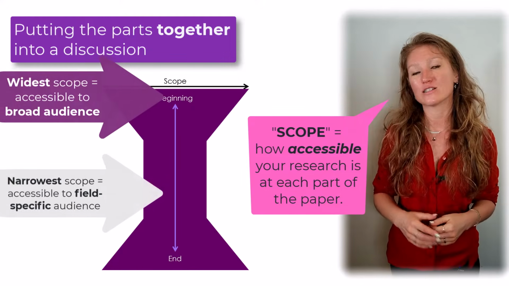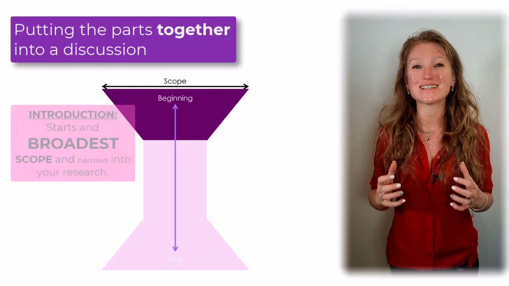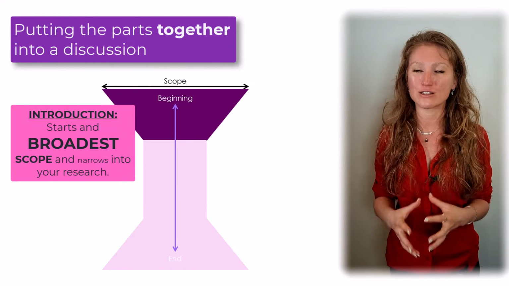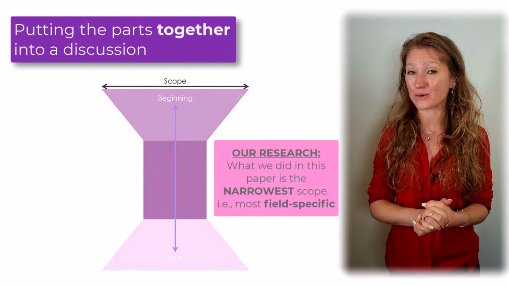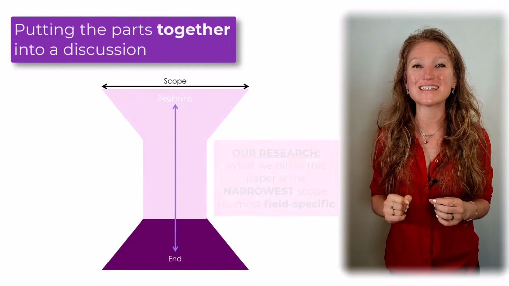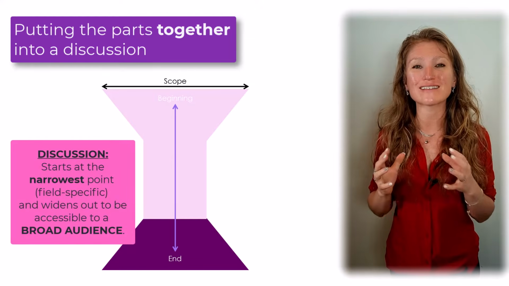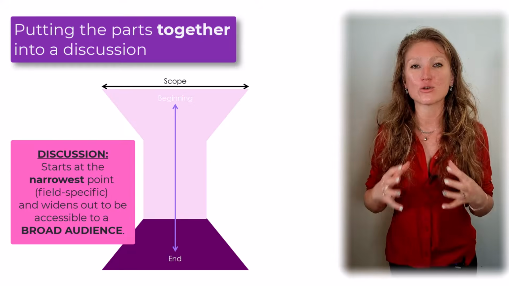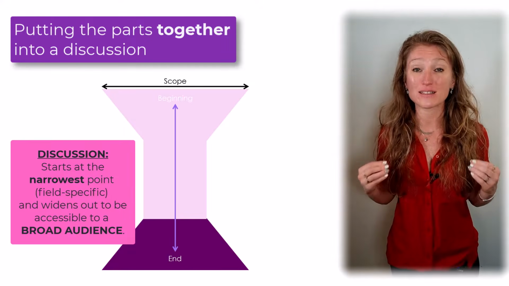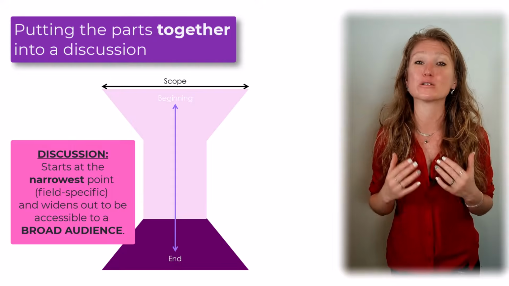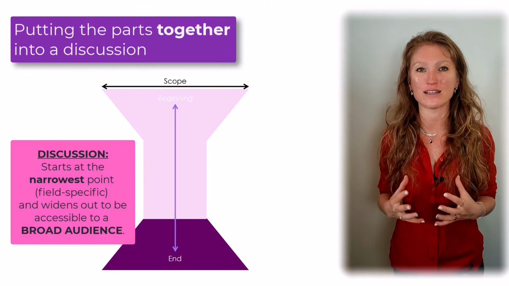And so with this shape, we can see that our introduction starts at a broad scope, funnels the reader down into our research, which is the narrowest scope of the paper, and then our discussion. So we can see that the scope in our discussion starts at the narrowest point. It starts from a very field-specific focus and slowly expands outwards to the broadest possible scope we reach in our paper, which is going to be the part that is the most broadly accessible to any audience of our research paper.